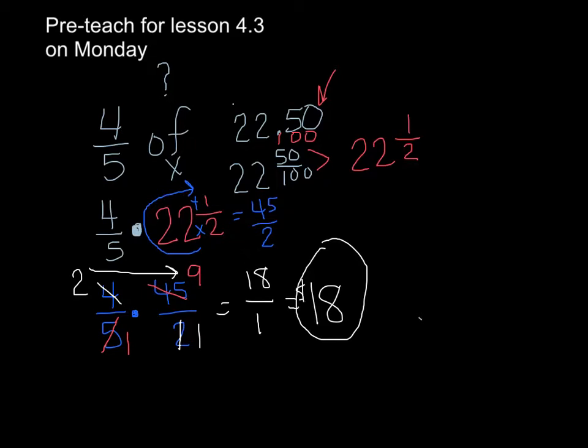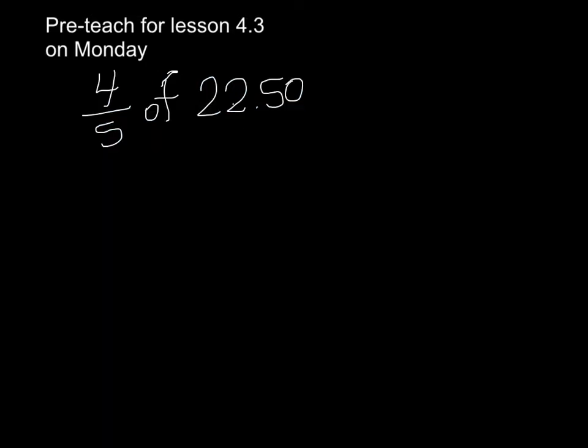Okay, so we changed both of these to fractions before we multiply them. Now we're going to do it a different way. The way that you just saw was multiplying two fractions together. We got them both in fraction form. This time, we're going to have them both in decimal form. Which one's not in a decimal? It's the 4/5. We're going to have to change that to a decimal.